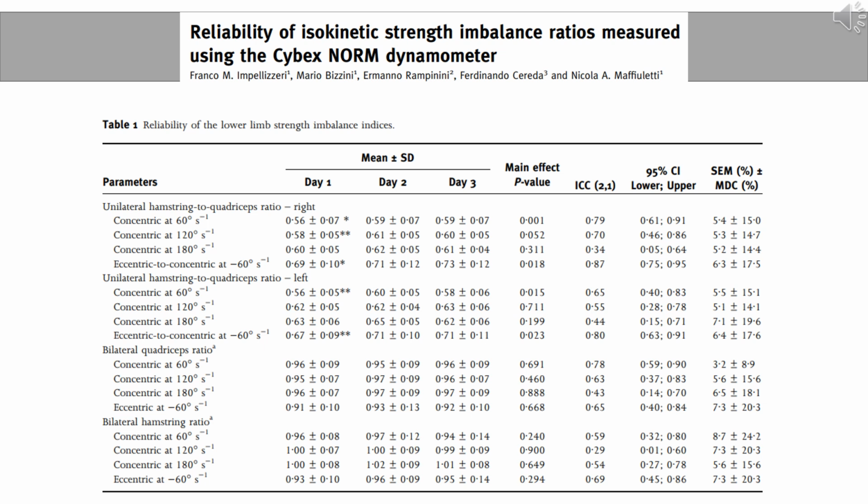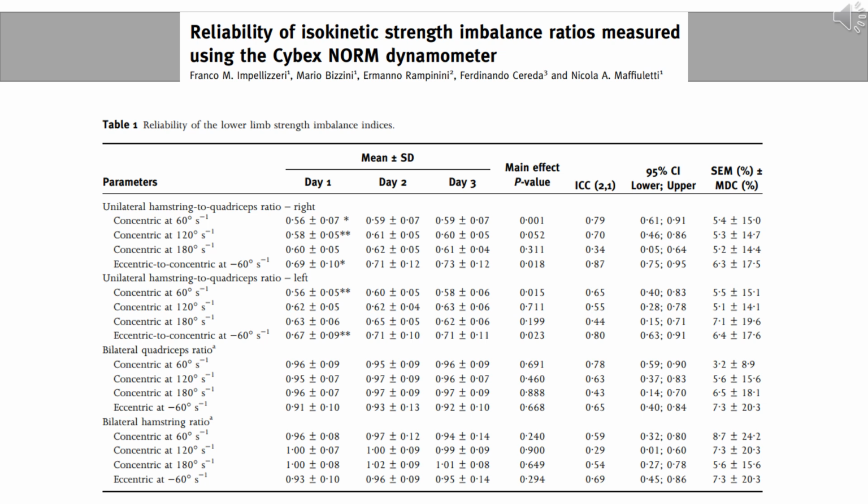So once we've got our peak torque values for the hamstrings and the quadriceps, that is then used to create our ratio statistic, our H to Q ratio number here at all these different contraction speeds on the right leg, on the left leg, and then an interlimb ratio for the quadriceps and the hamstrings, again at different speeds.